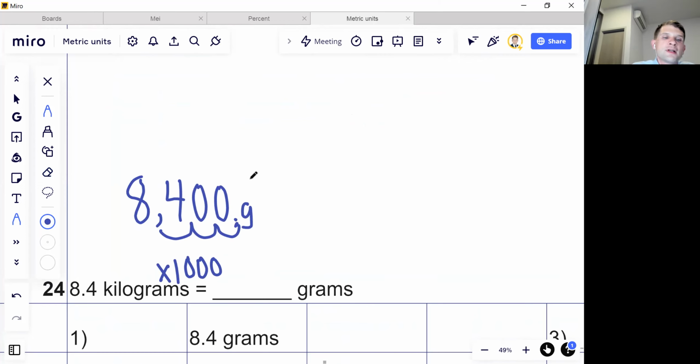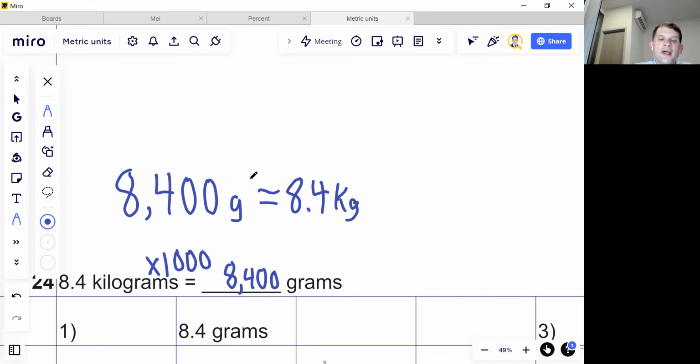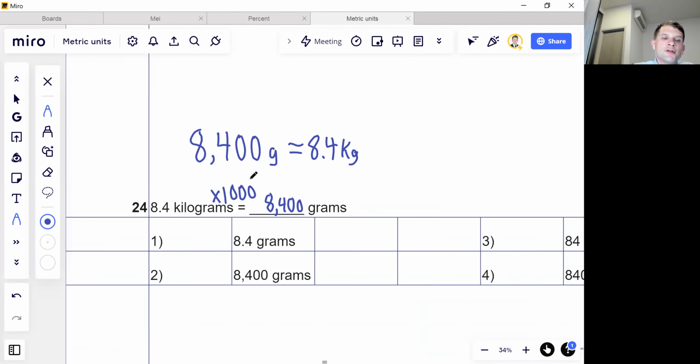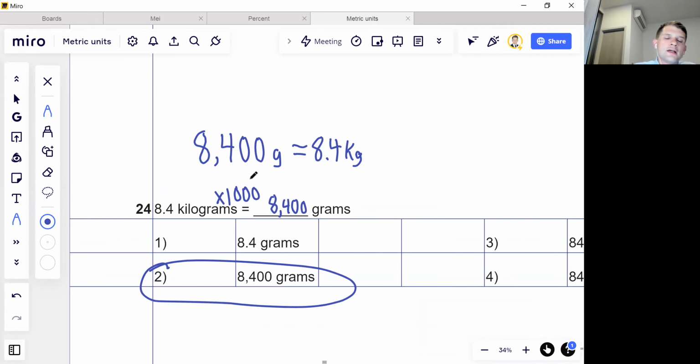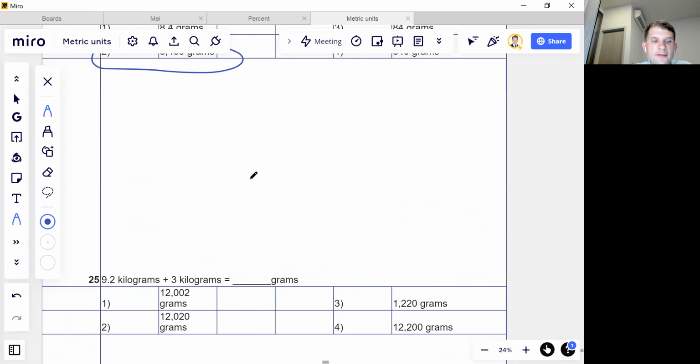8,400 grams equals 8.4 kilograms there. So that's 8.4 kilograms for that one. So we should say 8,400 grams. And that is option number 2. Okay. Moving on to number 25.